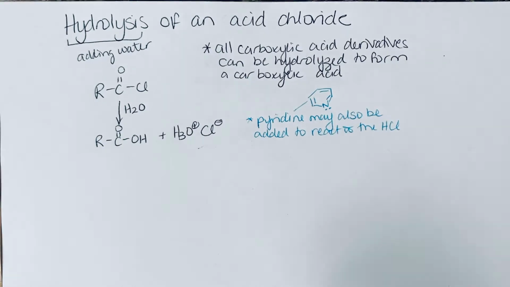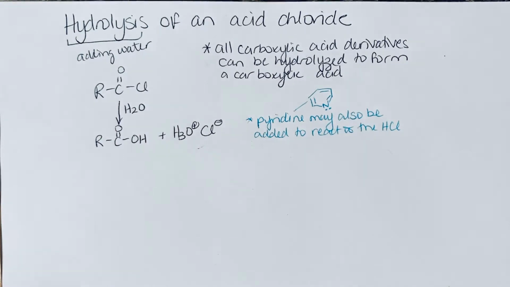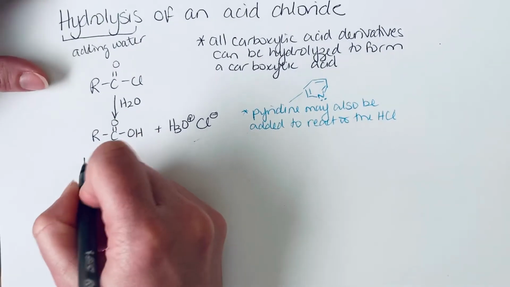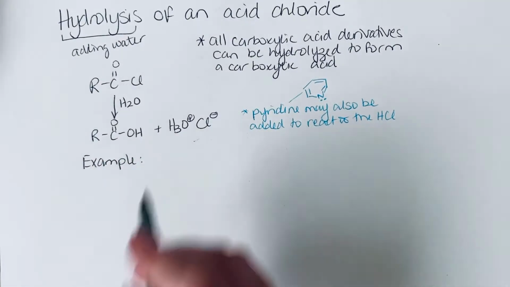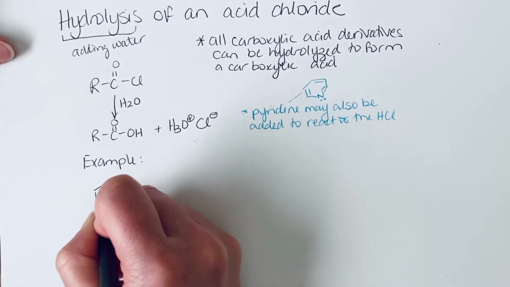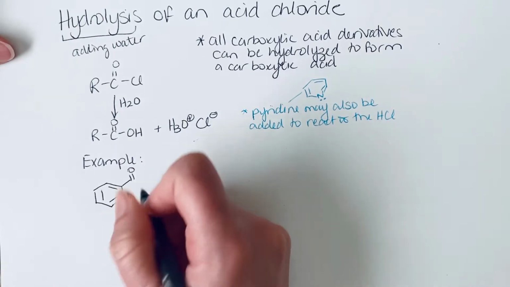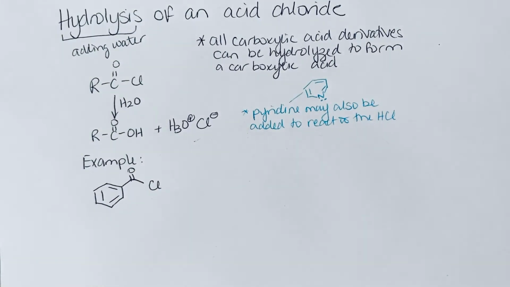Okay. So let's take a look at the mechanism for going from the acid chloride to the carboxylic acid. It's going to look really, really similar to the mechanism for taking an acid chloride and adding an alcohol to get an ester. In fact, it's exactly the same, except that instead of an R group, you have an extra hydrogen. So let's look at an example where we're not just showing R, let's actually show a structure. So let's look at the same acid chloride we started with to make the methyl benzoate. So let's start with that benzoyl chloride.